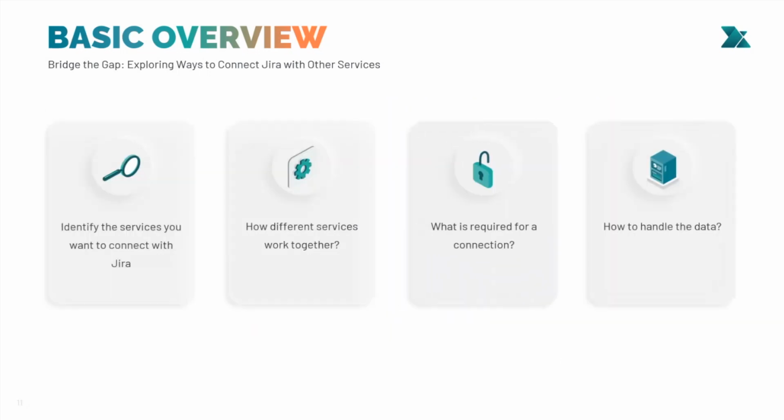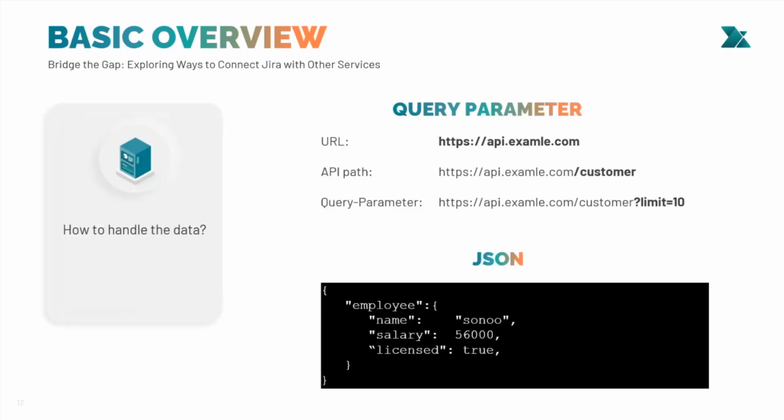How to handle the data? As already said, we are going to exchange some JSONs or XML files. So we provide, first of all, the URL to the API, and then the API path, which could be the customer endpoint. And then we have a query parameter, which is, for example, a limit of 10 if we want to get some customers.